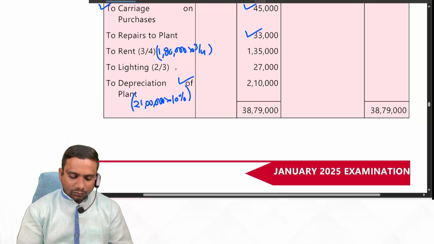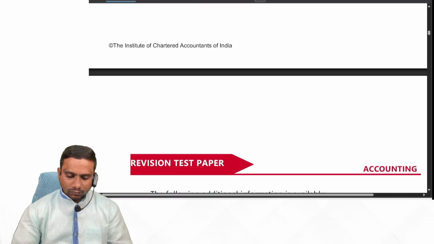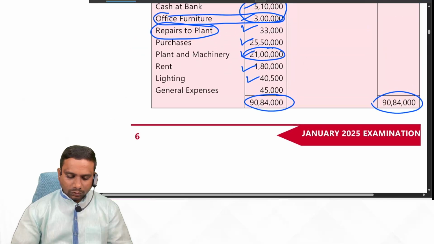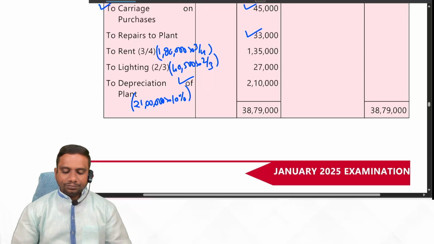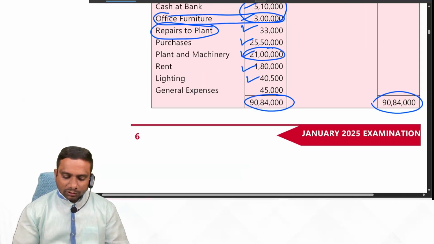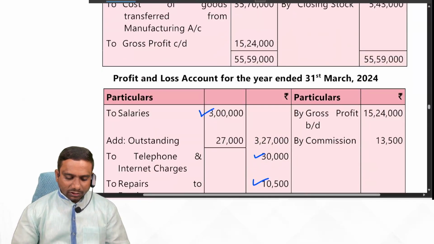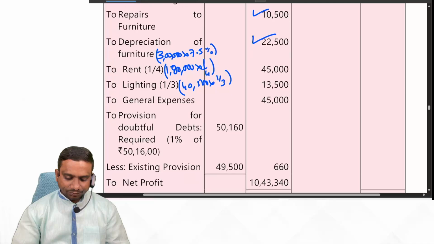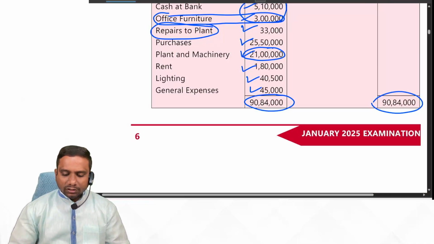Lighting 40,500 into 2/3 is 27,000. Yes or no, students? General expenses, yes, P&L account debit. General expenses, P&L account debit to general expense. That's it, debit side items.